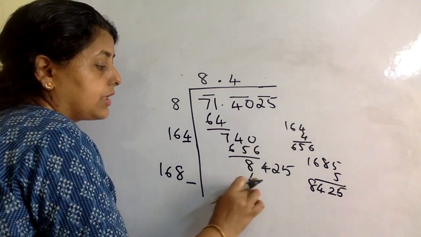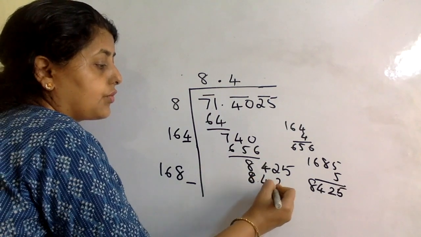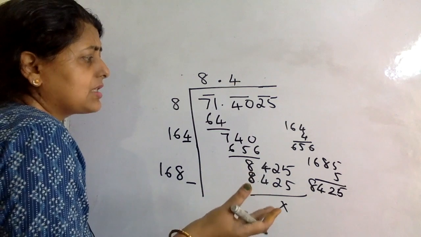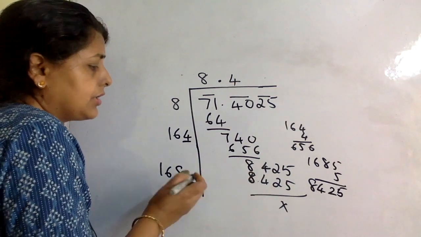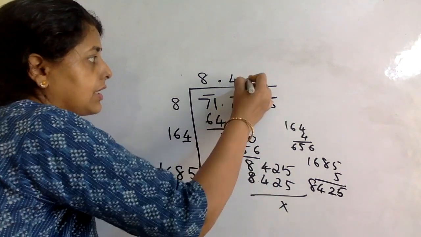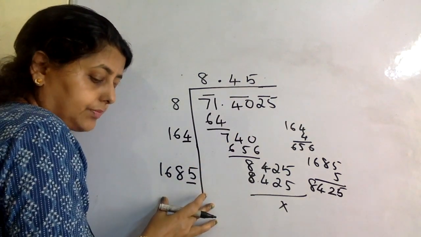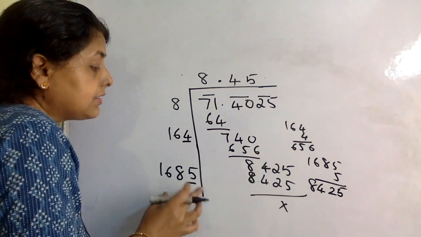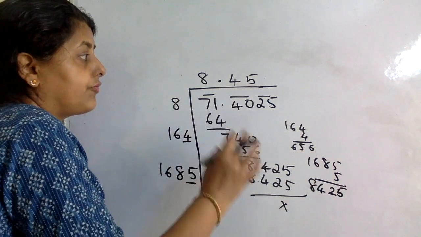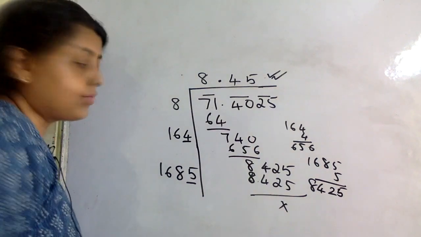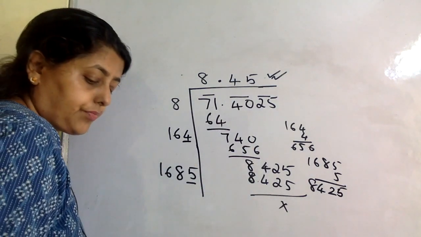So this is how we get it. 8, 4, 2, 5. We got it exact. The sum was such that it won't leave any remainder. So here we are going to put the 5 and put the 5 here. So my answer to this one is 8.45. That is the square root. This is the square root of the given number.